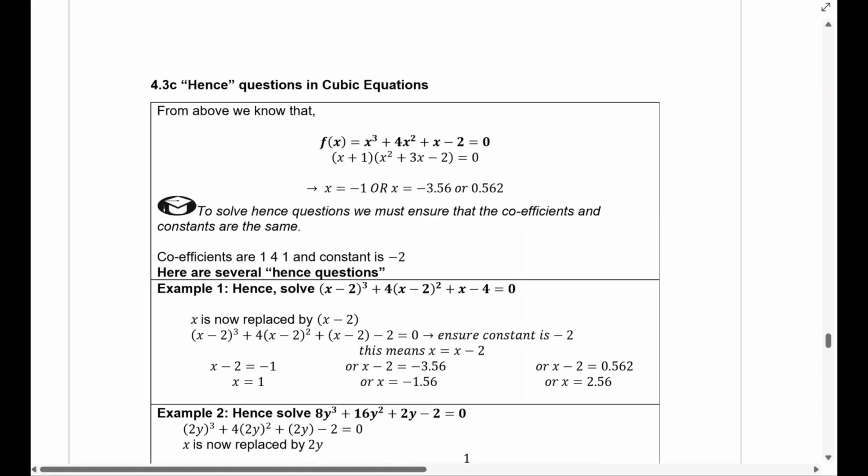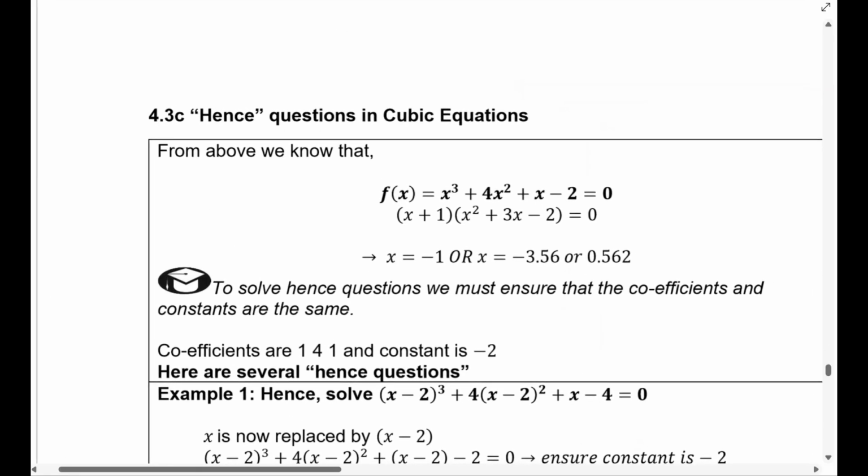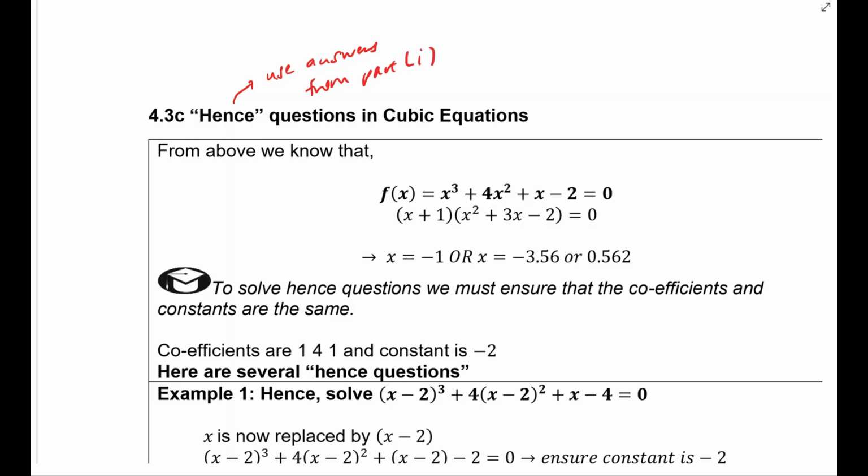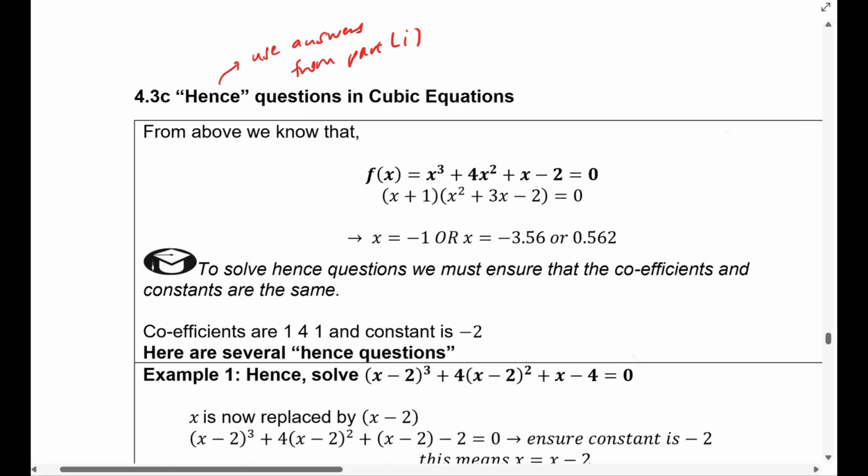The next part is about hence questions in cubic equations. Now, hence questions are usually part 2 questions, so you have to use your answers from part 1. So whenever you see the word hence, don't think of trying to redo the entire question from scratch. You just have to find some way to use your answer from part 1.